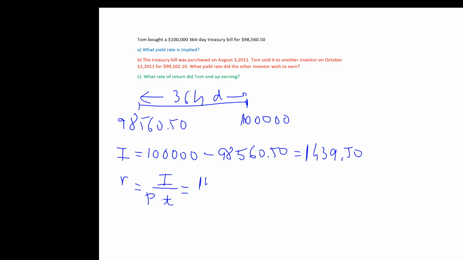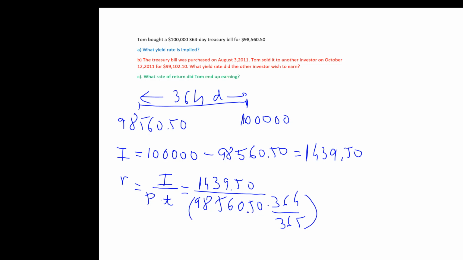So we have $1,439.50 divided by purchase price and divided by time, 364, that we convert into years, so we divide by 365. So if we calculate this rate, we divide the overall return, divided by, we open bracket, 98,560.50 times 364 divided by 365, we close bracket, equal.